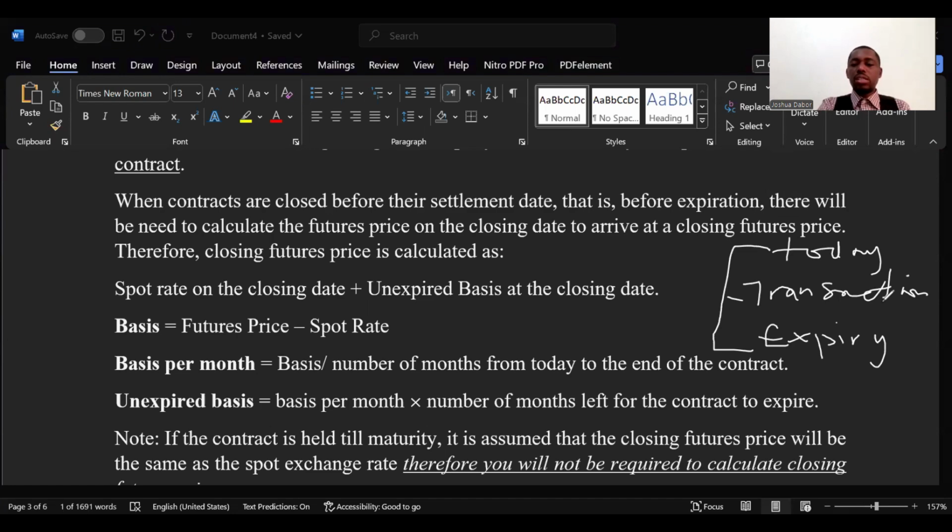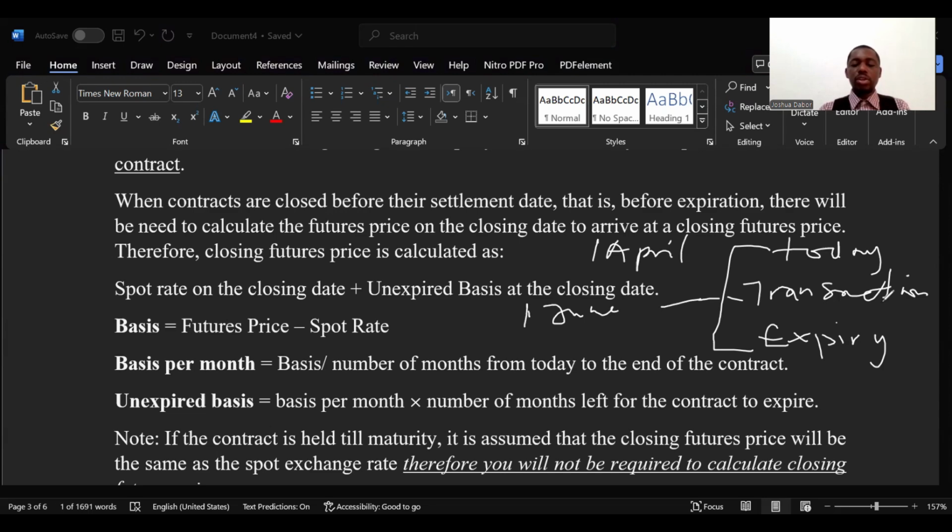So if today is April 1, for instance, and I expect to receive, say, $5,000 in 2 months' time. So 2 months from April 1 will take us to when? April 1 to May 1 is 1 month. May 1 to June 1 is 2 months. So that means my transaction date, the day that I'm expecting to receive the money, is when? 1 June. Okay, so every contract is basically for 3 months.